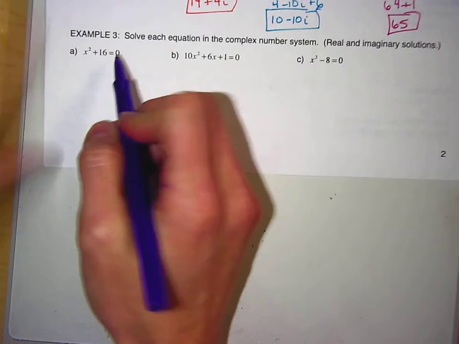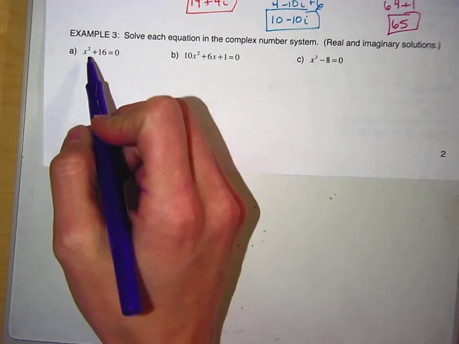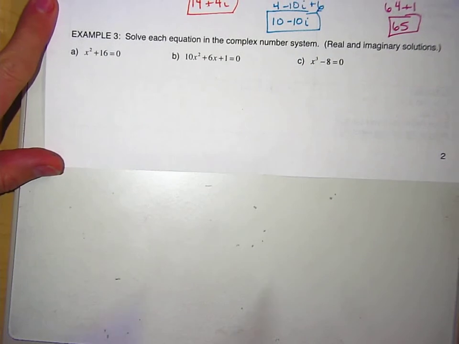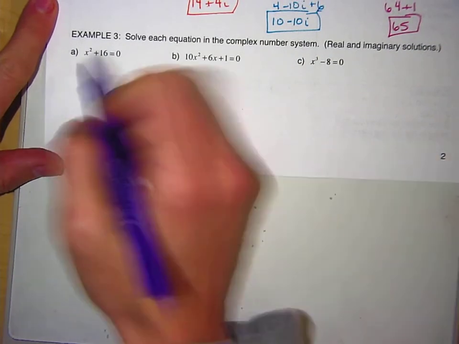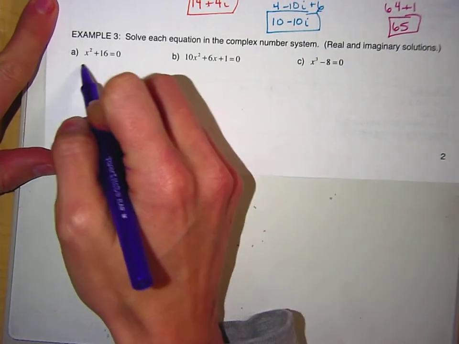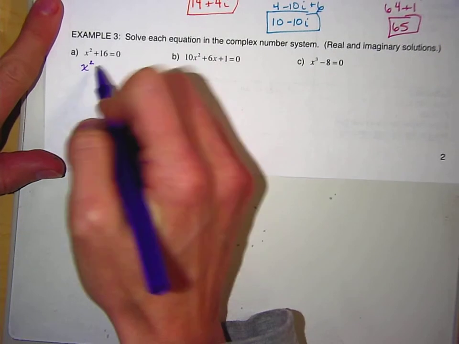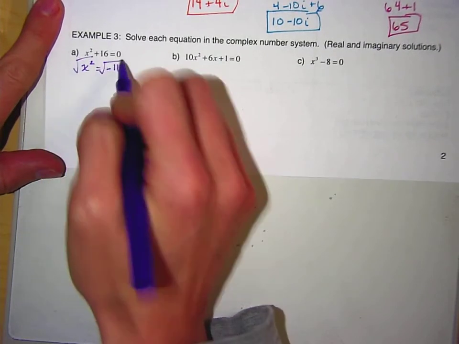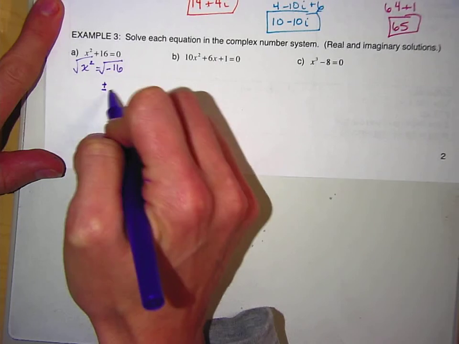To solve this, we could try factoring, but even though we have perfect squares, we have a positive number in between, so we're not going to be able to do that. But what we can do is solve by extracting the roots. So we get x squared equals negative 16. And remember, when you take the square root of both sides, you need to do plus or minus.